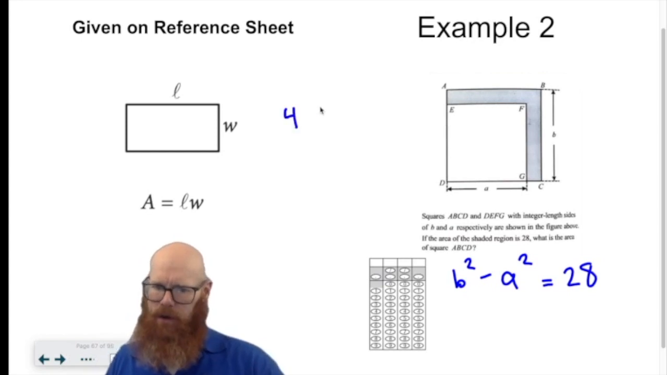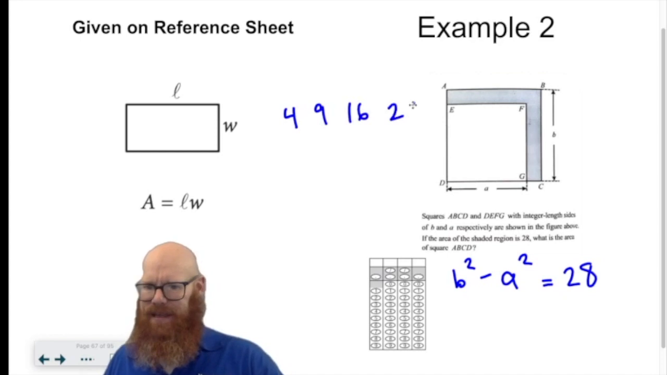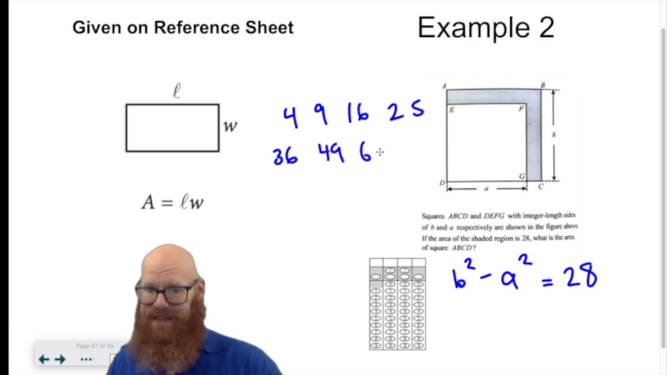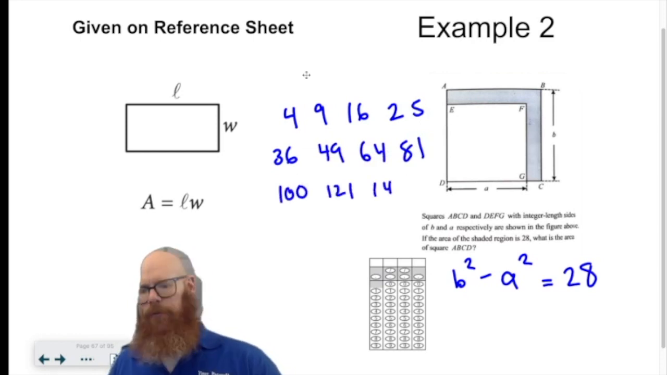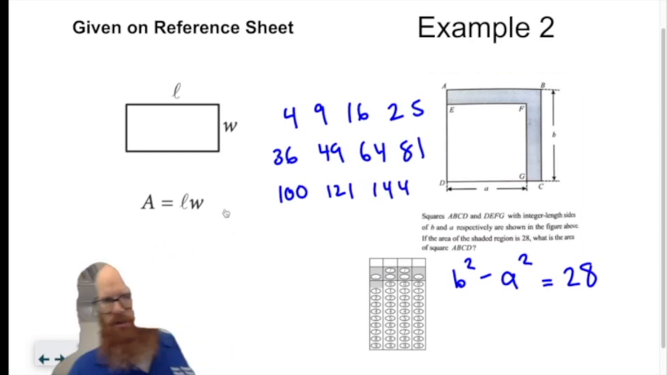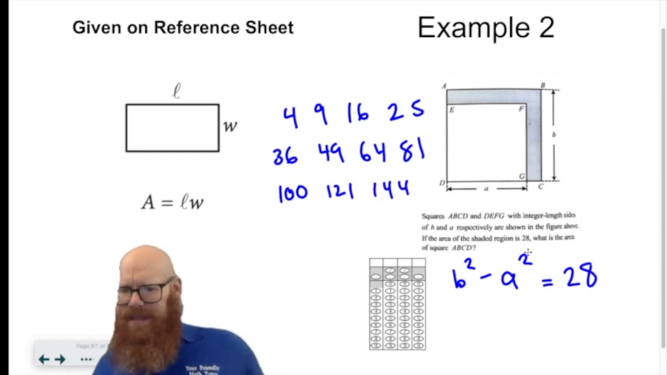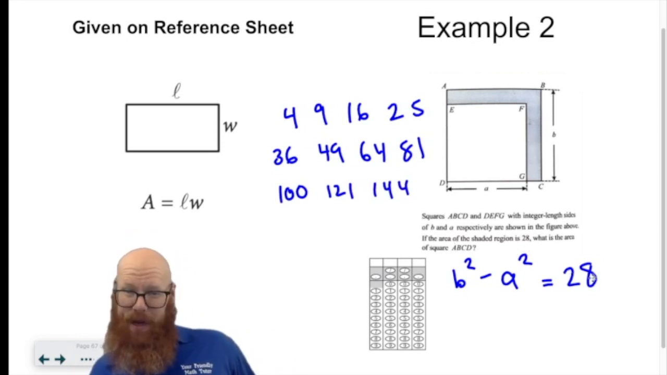So I'll just write them out here real quick just to go over them also. So 4, 9, 16, 25, 36, 49, 64, 81, 100. We'll go to 121 and then 144. You definitely should know all of those perfect squares. And since they have integer lengths, we know that two of them being subtracted should be 28.